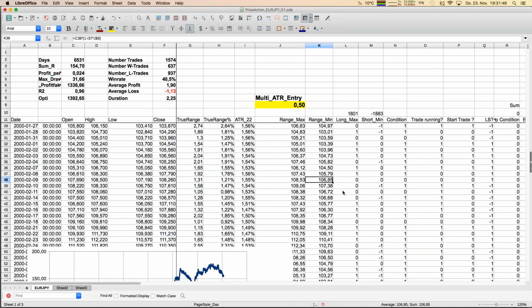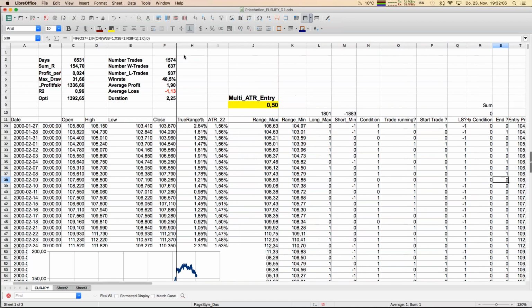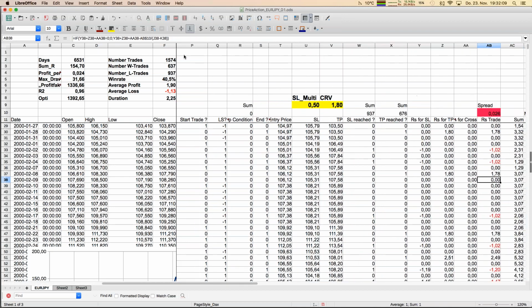Yeah, and that's all. And now we know where those two orders are, and then we ask here, is the order triggered? Yes or no? And that is simply answered with a 0 and a +1 for the long trade and -1 for the short trade. And then everything else is more or less the same like other Excel sheets before.